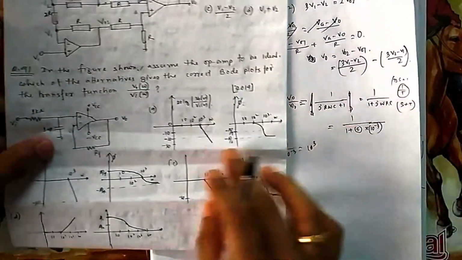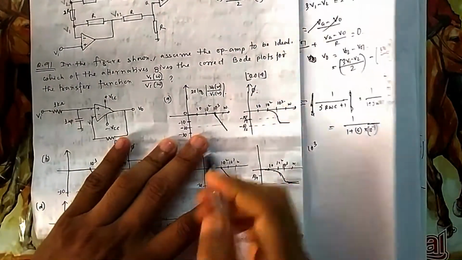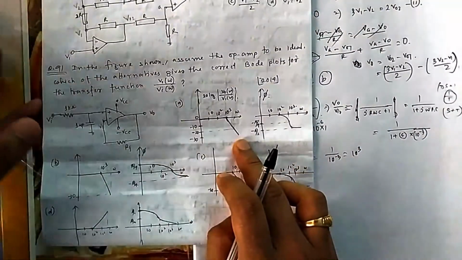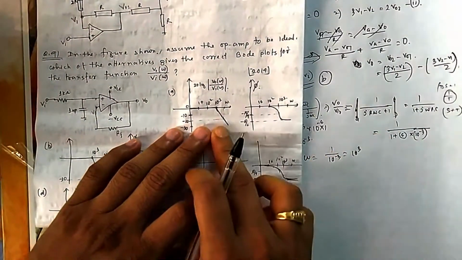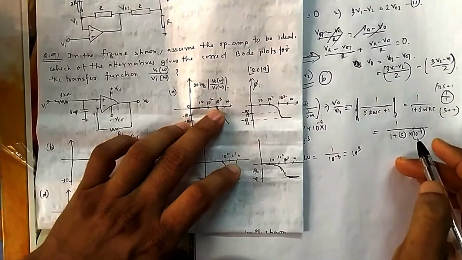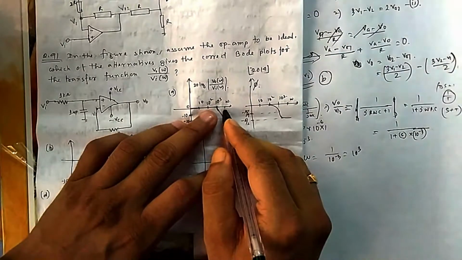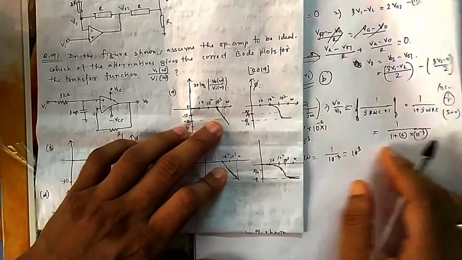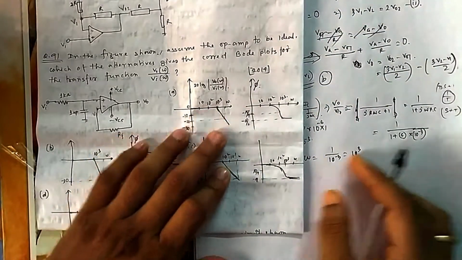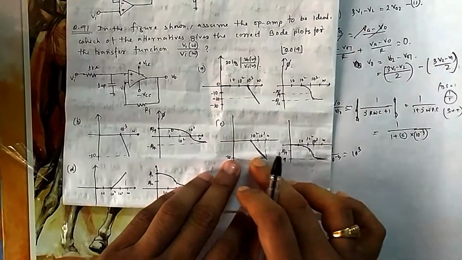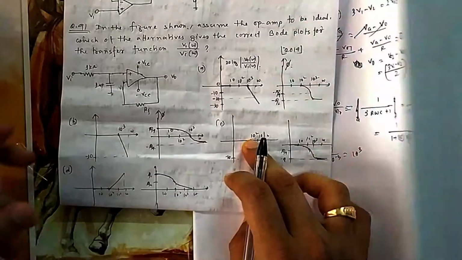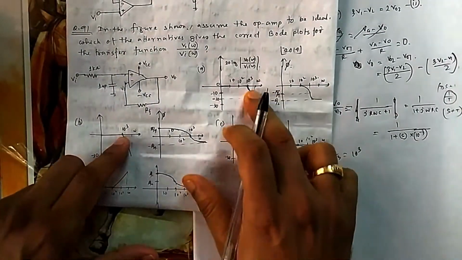So from 10 cube it will take a slope of minus 20 dB. If you don't know Bode, then don't worry, we will come to Bode also. After completing digital and measurement, we will go to control, then we will see. So at 10 cube, from 10 cube to the next 10 to the power 4, there should be a slope of minus 20. The corner can be at 10 cube.